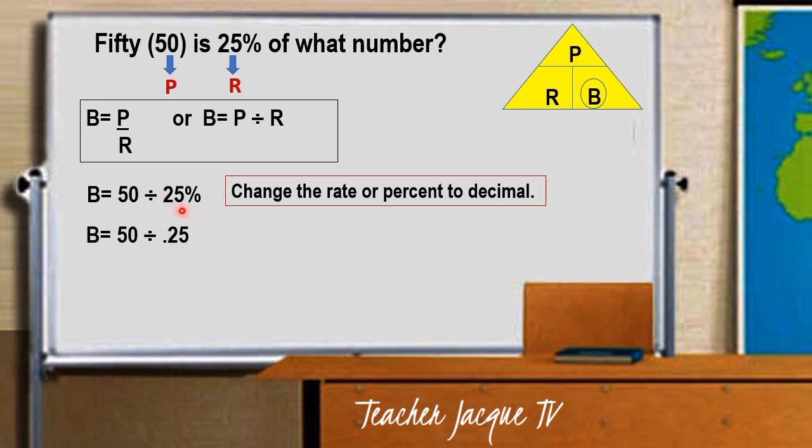Or, kung gusto nyo yung other way ng pag-convert ng percent into decimal form, ang gagawin lang ay 25 divided by 100. 100 kasi, ang equivalent ng percent ay 100. So, kapag kinuha mo ang quotient ni 25 divided by 100, ang ating sagot ay 0.25. So, 50 divided by 0.25 is equal to 200. Therefore, ang ating base ay 200.